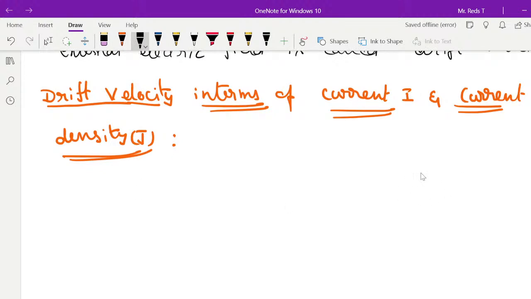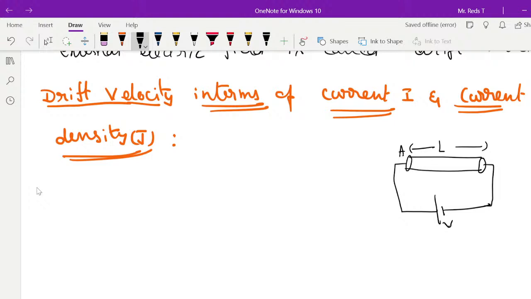So again, let us try to draw that conductor here for reference. This is a conductor, right? It is connected to a battery. Especially from a board point of view, you have to write some small description, guys. But of course, conceptually, you can remember the points. Okay, you can write like this.